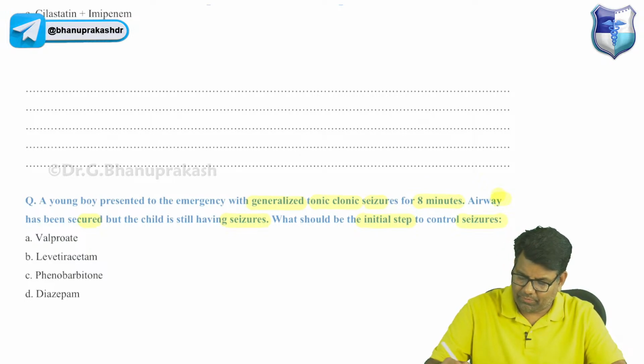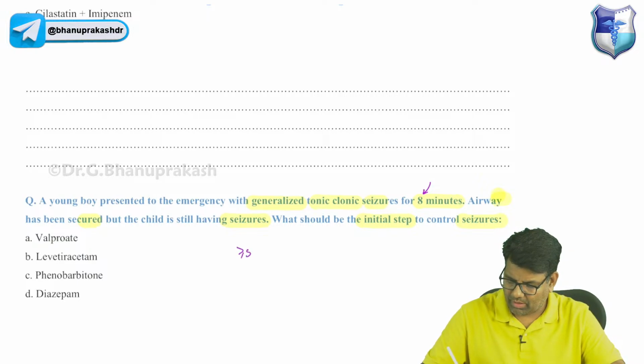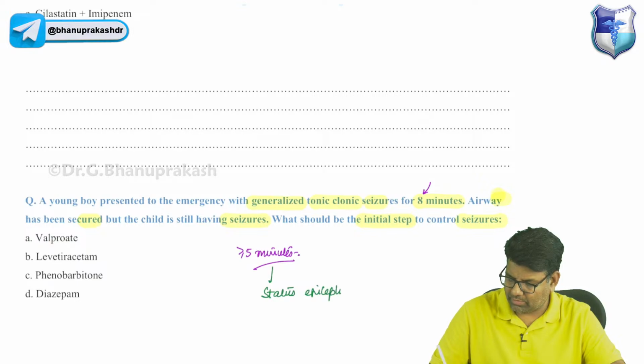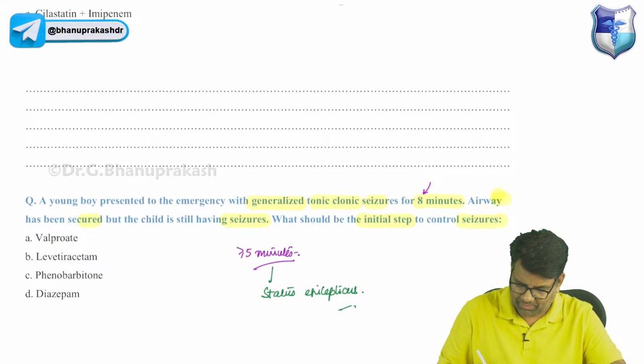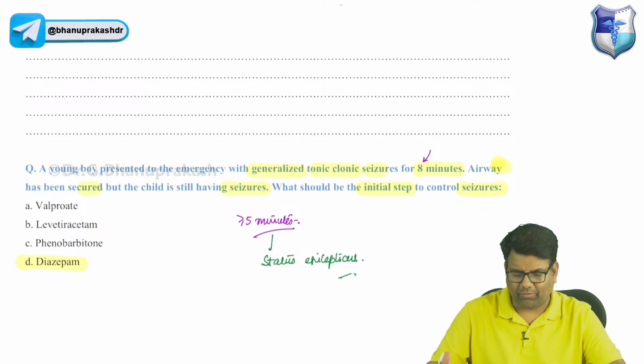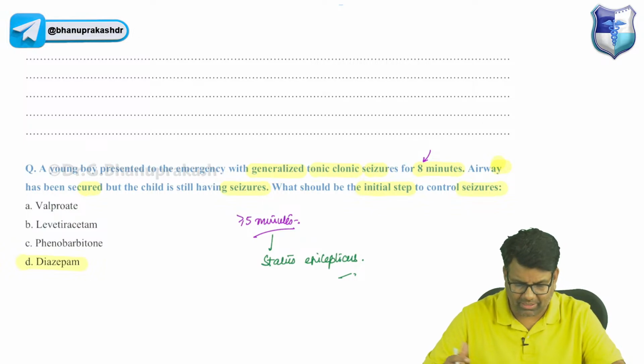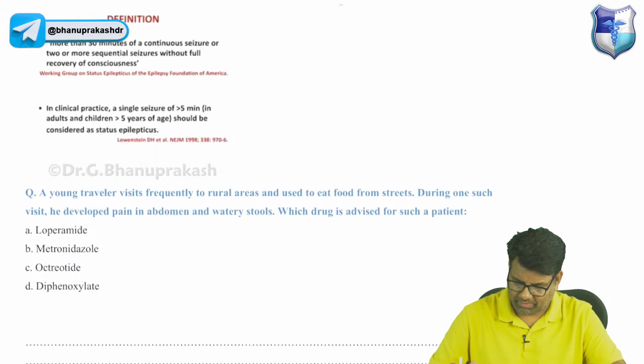Here, if a child is having continued seizure activity, some books say that even more than 5 minutes can be presumed as status epilepticus. Considering this case as a case of status epilepticus, we should go for lorazepam, diazepam, whatever is available. So we have to terminate the seizure attack. So this can be taken as a case of status epilepticus, to go for diazepam or lorazepam.